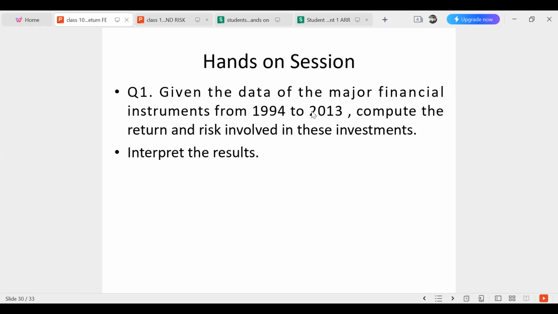Now we'll have a hands-on session in the following exam. In the next exam, you will be having such a data calculation for any one or two assets. Okay, we'll have a hands-on session on this. You are given the data of major financial instruments from 1994 to 2013. Compute the risk and return involved in this investment and interpret the result. Some assets are there, and their return information is there. You have to show or calculate which asset is good for your investment. Then we'll see what type of investor the person is and decide which asset he should invest in.